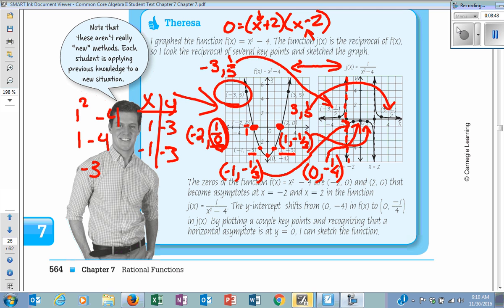Same with this one. You can take the 2 and invert the 0 over 1, which becomes 1 over 0. Not allowed to have that happen. So boom, she drew her asymptote. So that's kind of the explanation of what she was doing.